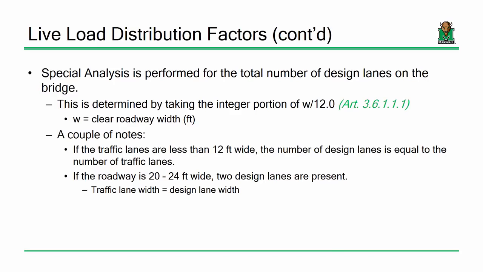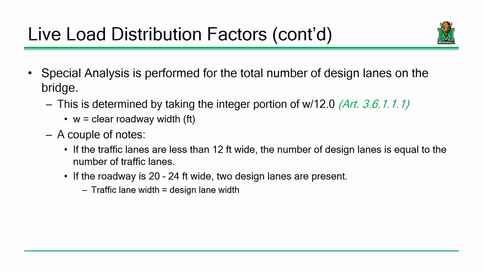Okay. Special analysis, we repeat that for the number of design lanes on the bridge. So if we're designing a bridge that has 12 design lanes, we would do special analysis 12 times. Now what we're going to see for our example bridge is that it has 2 design lanes. The way that you determine the design lanes is you take the clear roadway width and you divide it by 12 feet, and you take the integer portion. Okay, this is something to keep in mind.